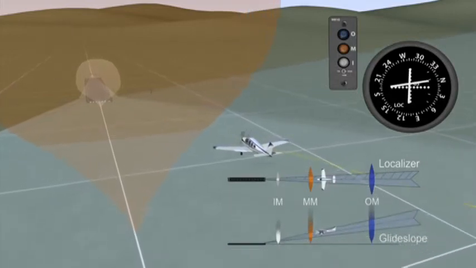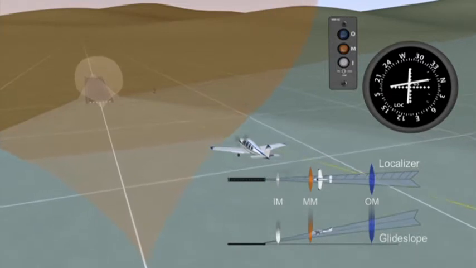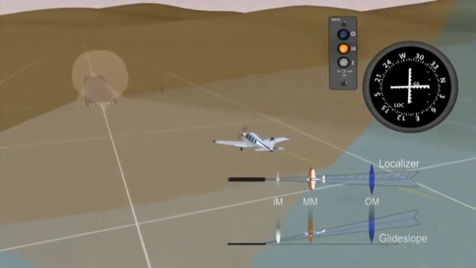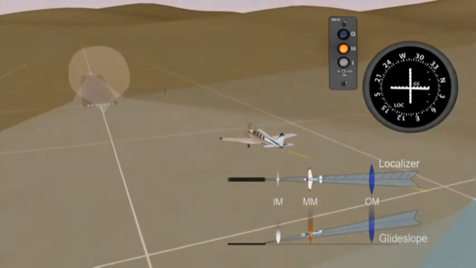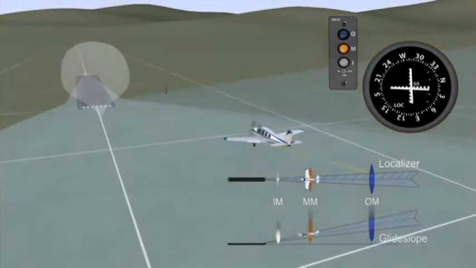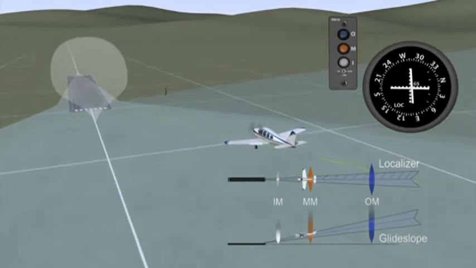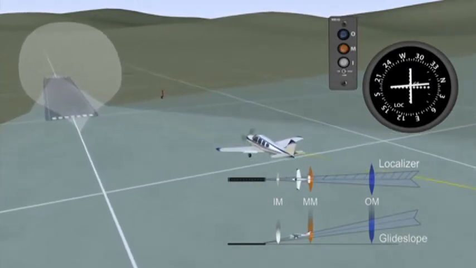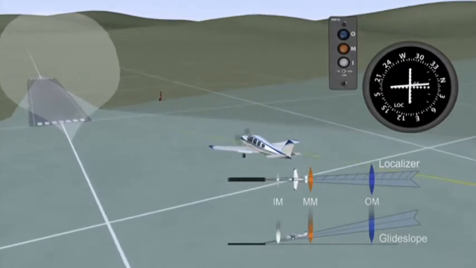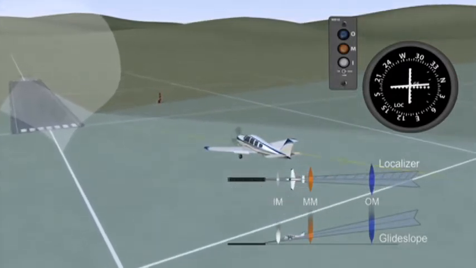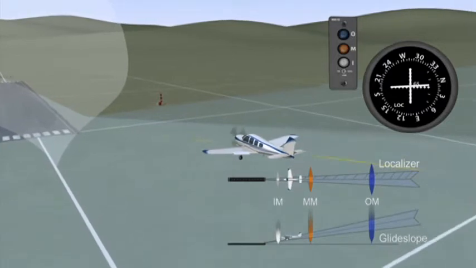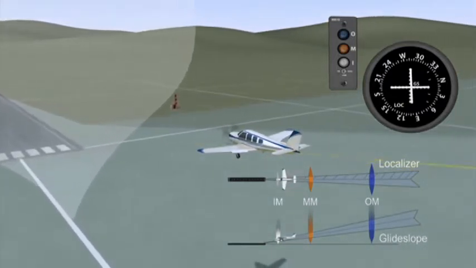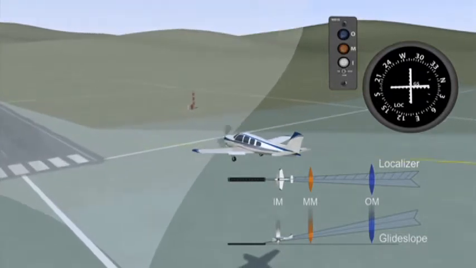The middle marker is typically located 3,500 feet from the runway threshold, and it's set to activate when the aircraft is 200 feet AGL on the glide slope. The middle marker annunciator color light is amber or orange, and the tone is alternating dots and dashes, repeating at a higher and faster frequency than the outer marker. Some airports also have an inner marker that's located at the runway threshold.